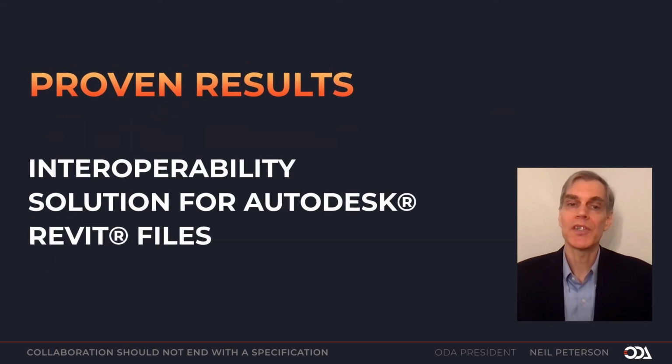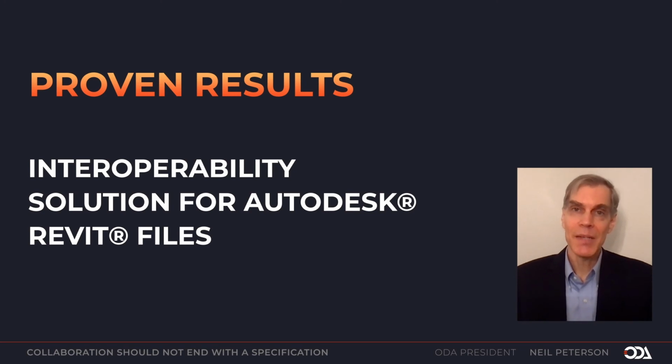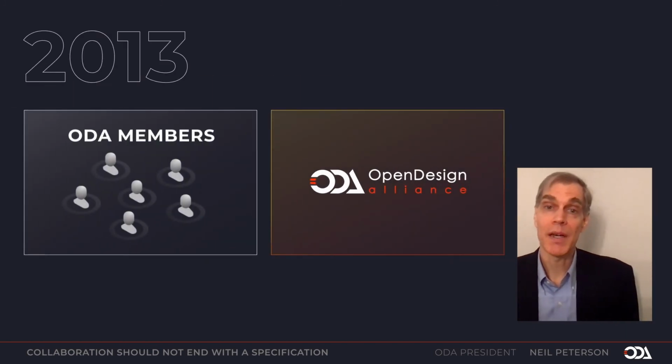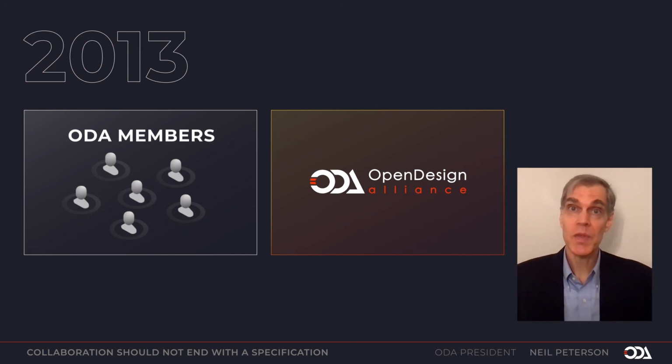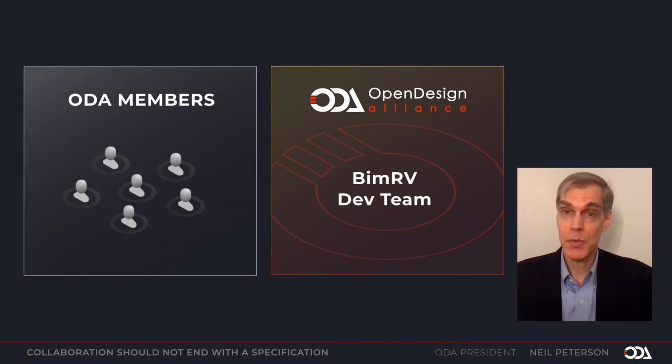Small group collaboration through the ODA SIG program works. Our BIMRV project, the industry's only independent standalone toolkit for Revit files, was developed using this collaborative model. 6 ODA members came to us back in 2013 and asked if we could develop an interoperability solution for Revit. They provided funding for the project, and we hired a dedicated team to do the work.